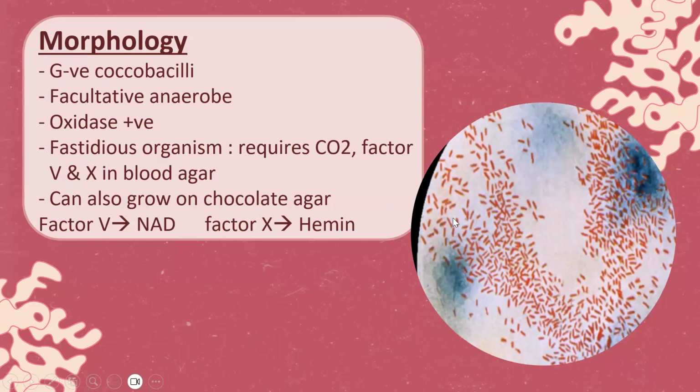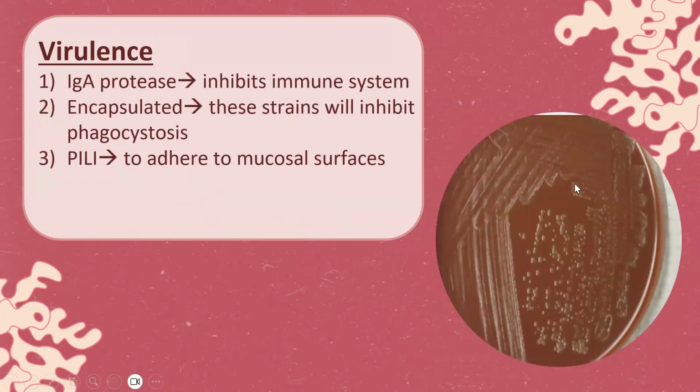It is fastidious, that means that it needs specific requirements for it to grow. What is it other than the fact that it needs carbon dioxide? It needs the hemin factor and the NAD factor, or factor X and factor V respectively. Okay, it can grow on chocolate agar, and also blood agar, obviously. Here it's the chocolate agar, and this is presumably H. influenza, but it could be anything really.